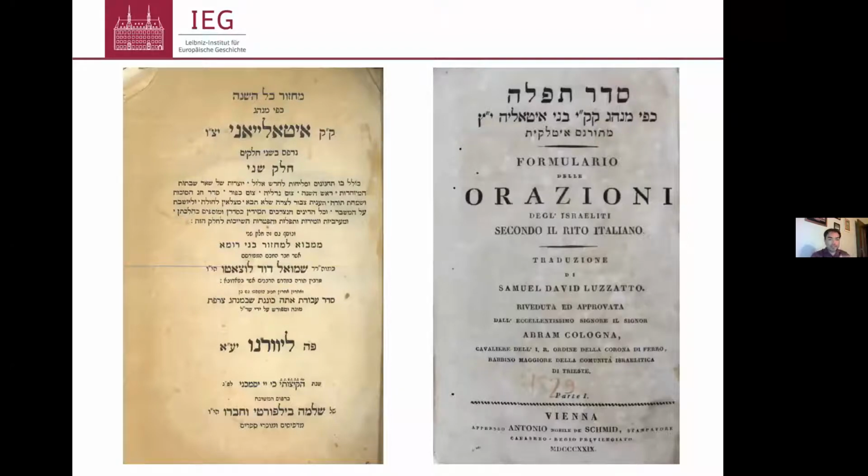In the 19th century, an important motor of liturgical change was certainly the Reform movement. The first element that we need to consider is whether the Reform movement has had an impact in the development of prayer books in the Italian peninsula? Well, the short answer is yes, but how?